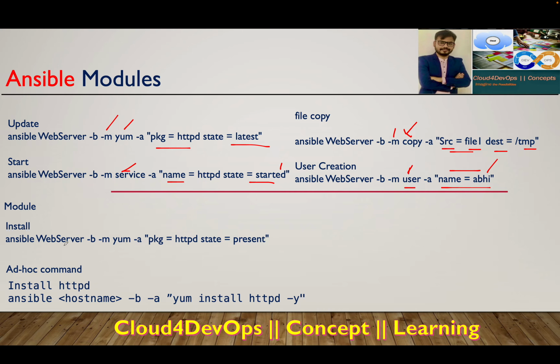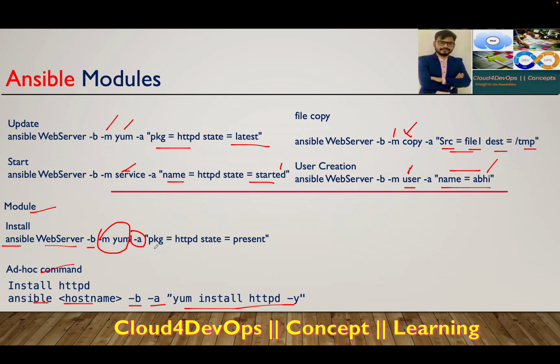Now, if you see the differences here, this is the module and this is the ad hoc command. Ansible, then the host name; Ansible, then the host name. -b is for gaining the sudo privileges, and here also we have -b for gaining the sudo privileges, and the argument is yum install httpd -y. Here, instead of the argument, I am just using a module, -m yum, a package. So yum is a module over here.